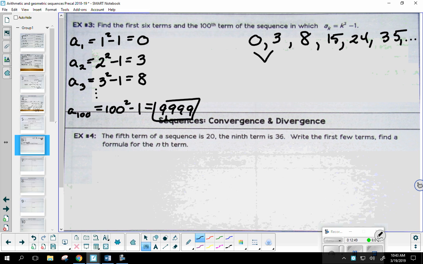What's 3 minus 0? 3. 8 minus 3? 5. 15 minus 8? 24 minus 15. And 35 minus 24? 11. So you notice a pattern there, right? Well, here's the thing. The first time you subtract those consecutive numbers, a lot of times that's going to be the same number over and over again. That's your common difference. That's the value of D.